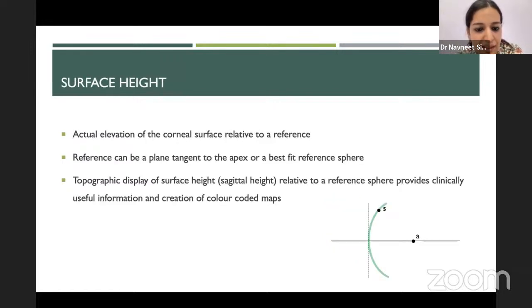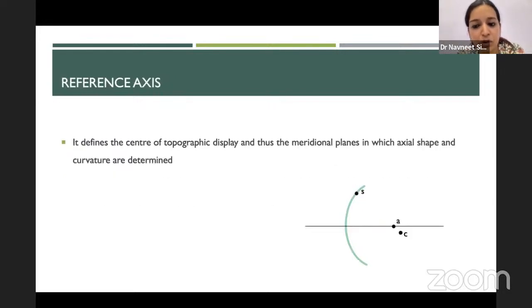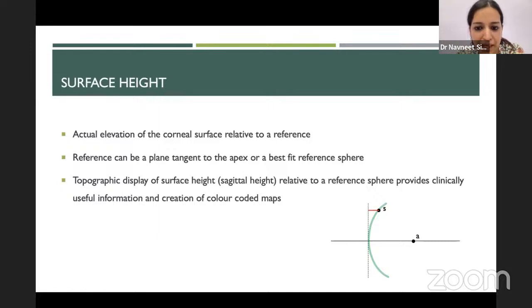Next is the surface height. Surface height means the actual elevation of the corneal surface relative to a reference. A reference can be a plane tangent to the apex or a best fit reference sphere. So topography display of surface height relative to a reference sphere provides clinically useful information and creation of color-coded maps. Again, as you can see, the point S from the normal, which is drawn along the apex or the best fit sphere, is the surface height. So any object on topography maps varying according to this point will be defined by various colors, which you will eventually get to know in the upcoming classes.